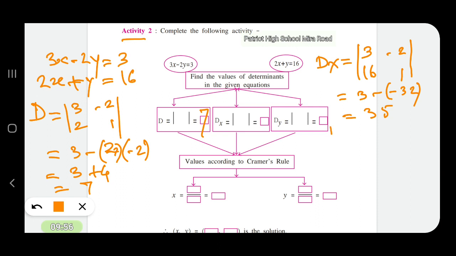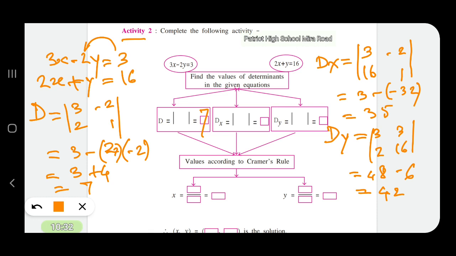What about Dy? Dy will be equal to, we substitute the second column with the third column. So the values of this third column will come in the second position. So we have the determinant as 3, 2 and 3, 16. So it will be 48 minus 6, which will be equal to 42.